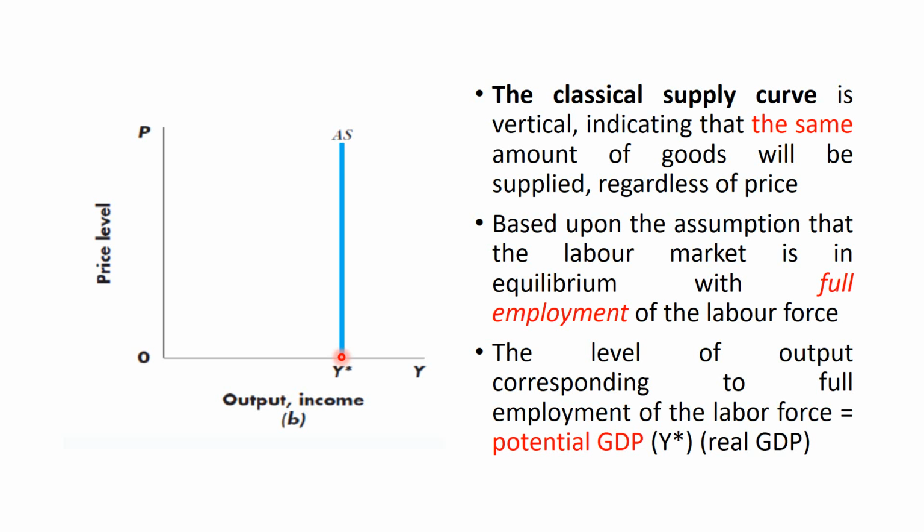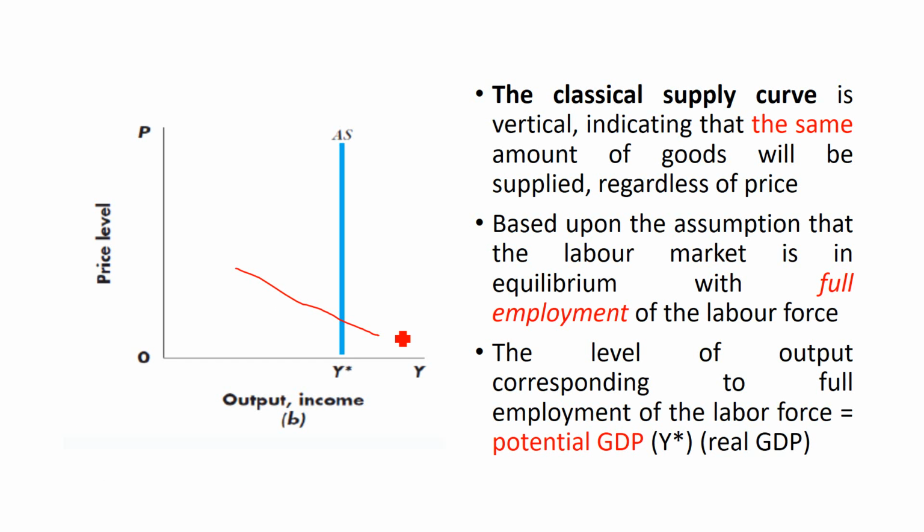What the classical aggregate supply curve suggests is that the same amount of goods and services will be supplied regardless of the price. The aggregate supply curve that is vertical is based upon the assumption that the labor market is in equilibrium with the full employment of the labor force. So as I said, all factors of production are being used to their fullest potential. The amount of output which is produced, we label specifically Y star, to indicate that this is the full employment or potential level of output or GDP that could be produced in an economy if all resources were being used to their fullest potential.